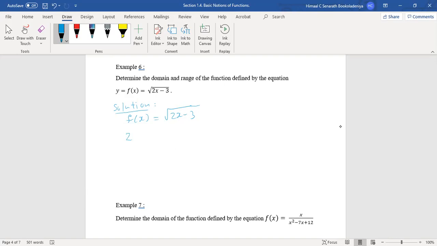We can say the contents of the square root, which is 2x minus 3, whatever is inside the square root, should be greater than or equal to 0. This is how we say positive or equal to 0. 0 is okay because the square root of 0 is defined. Square root of 0 is 0. Solving this inequality, we get x greater than or equal to 3 over 2.